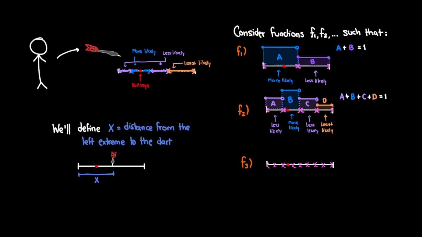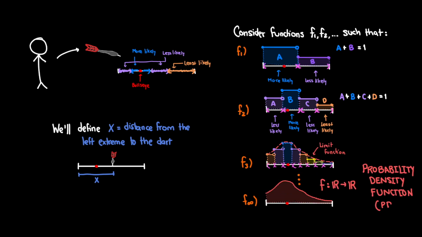Continuing this process indefinitely, we start to notice this sequence approaching a distinct limiting function. This is precisely the function we're interested in. We shall denote it with the letter f and call it the probability density function of the random variable.